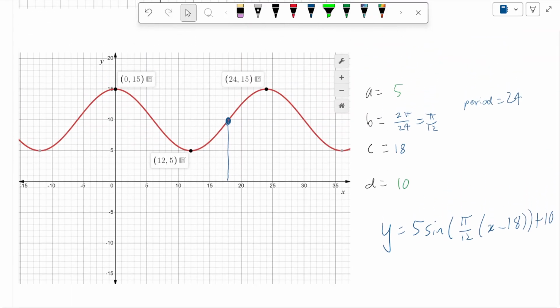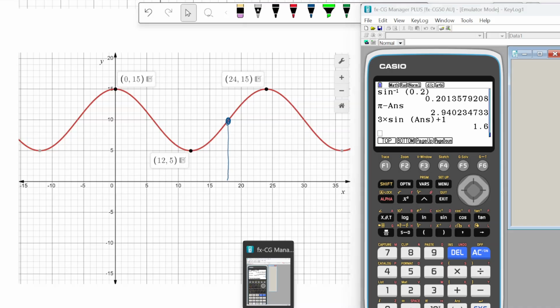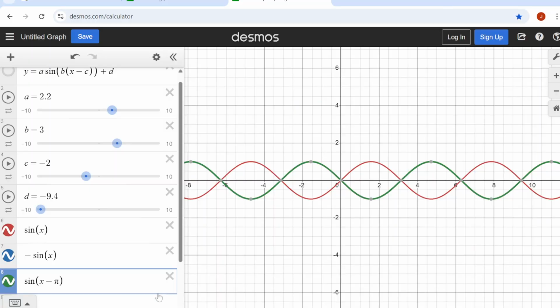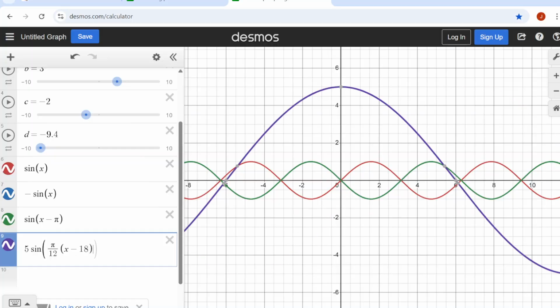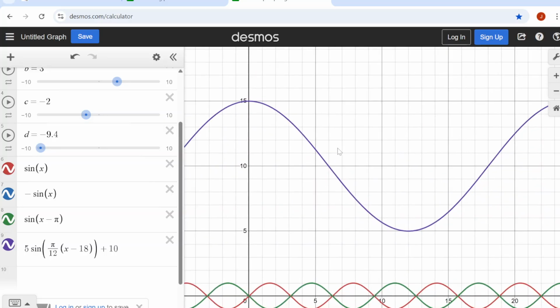Now let's see how it works. So just jump onto Desmos again. We had 5 sine pi over 12, x take 18, plus 10. And that graph up there does sort of match what we need.